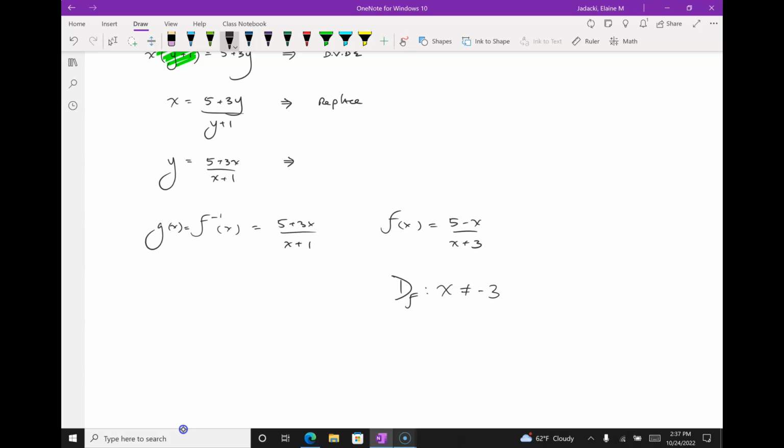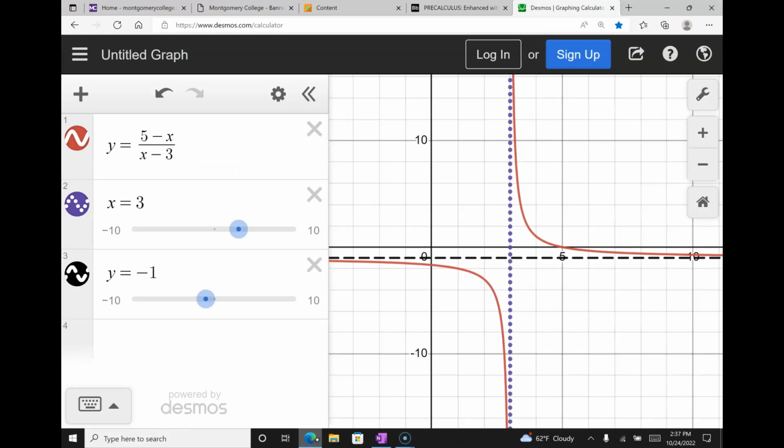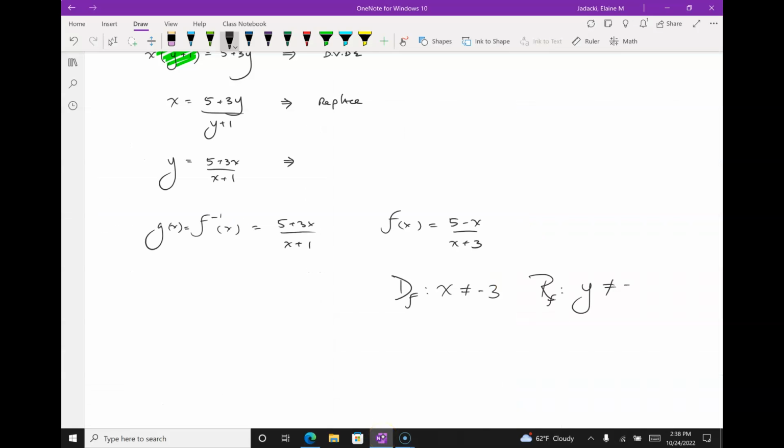Nice. And the range of f, the horizontal asymptote? Y not equal to what? What height don't I hit? Right there on the screen. -1. So y does not equal -1.